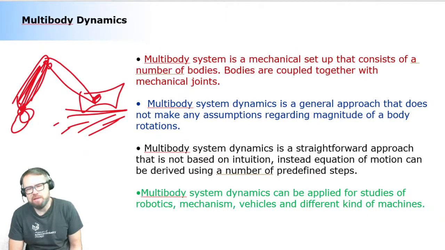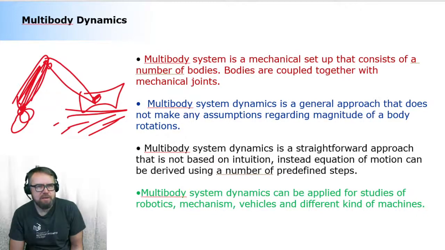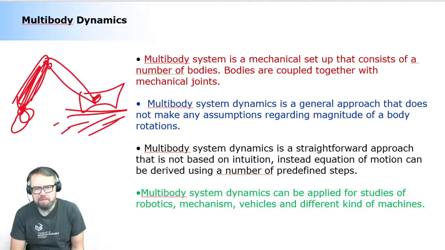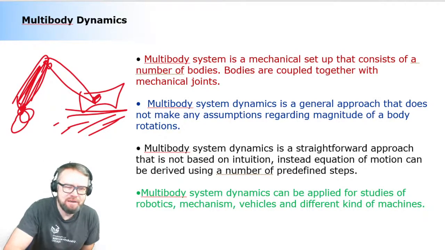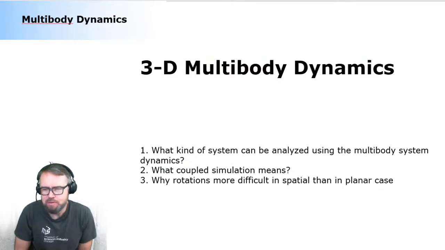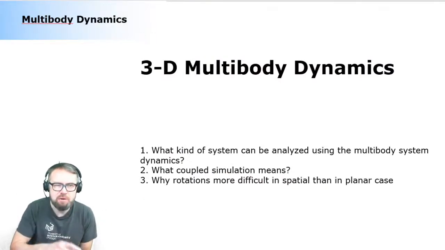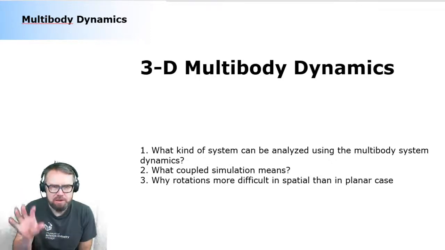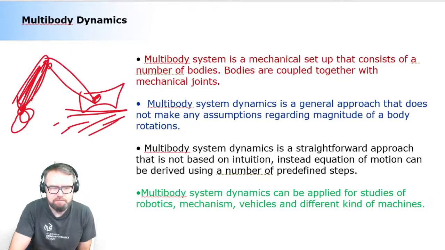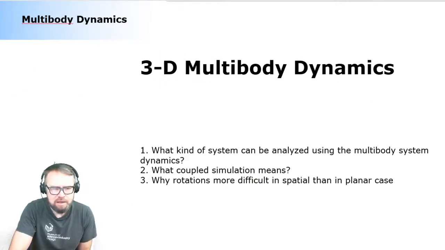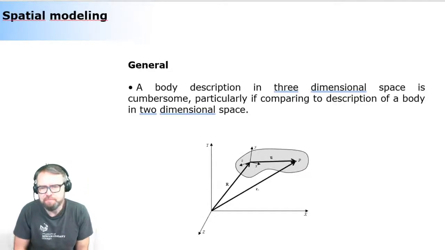And I mentioned already that no thinking is needed, no intuition is needed. You just follow the steps and you get an equation of motion. That's it. And it can be applied to robotics, mechanisms, vehicles, and different kinds of machines. So this is explaining what kind of system can be analyzed by using multibody system dynamics. A system with multiple bodies, where the bodies are connected together via joints. And no limitations, no assumptions are made regarding the magnitude of rotation. That's it. All right.